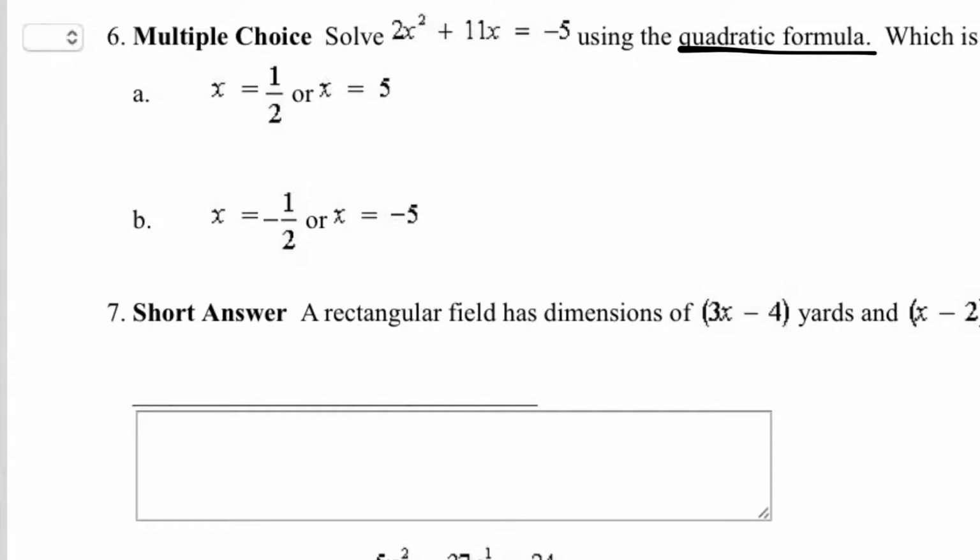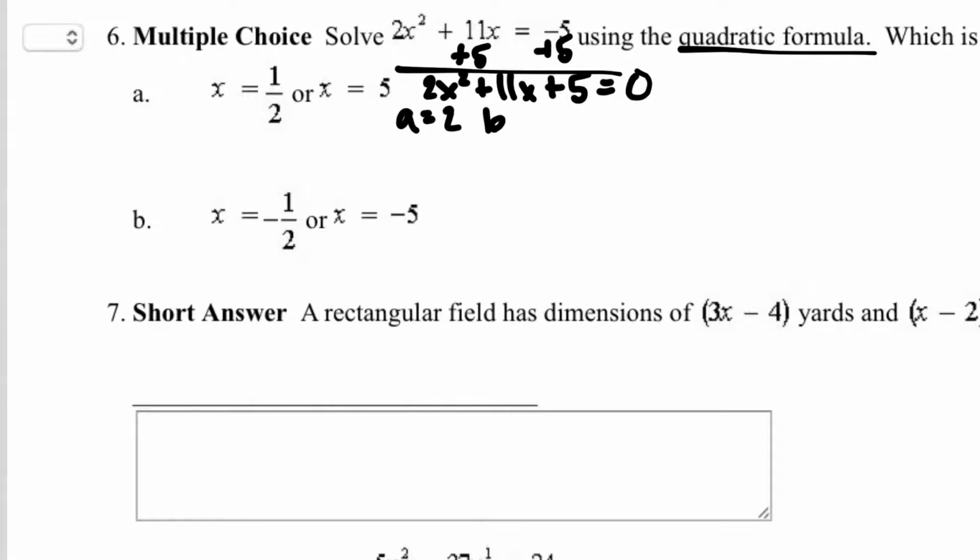Okay, so first thing I'm going to do is put it in standard form. This is not ready for quadratic formula. I need to move the 5 over to the left side. Okay, don't make the rookie mistake here. You don't combine the 11x and the 5. So it's 2x squared plus 11x plus 5 equals 0. Okay, now we're going to plug those into the quadratic formula. In this case, a equals 2, b equals 11, c equals 5.